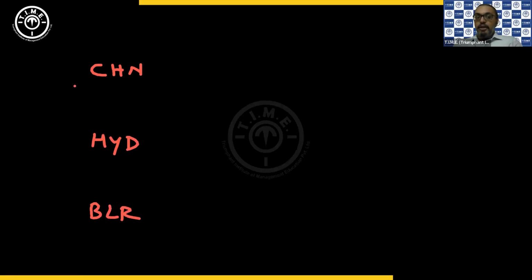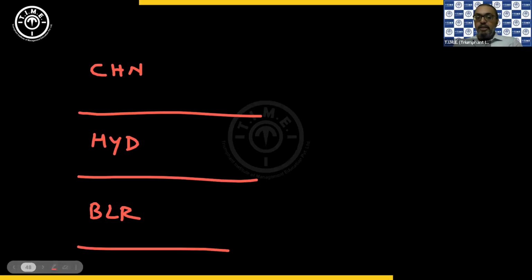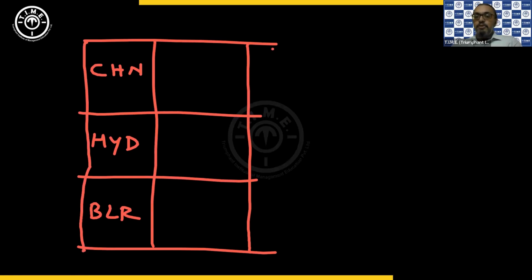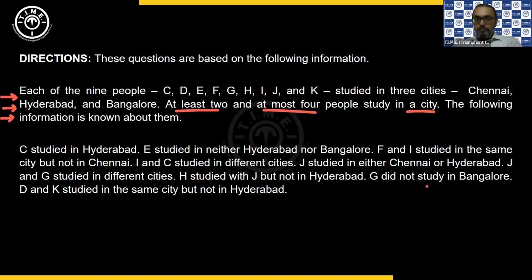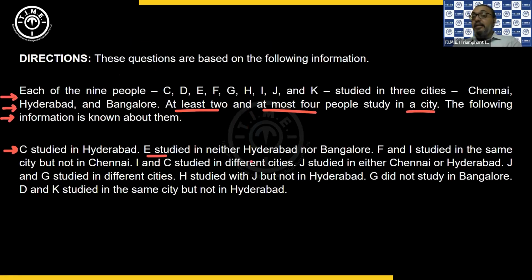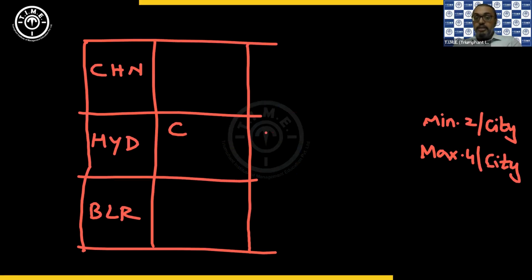Okay. So I need to know how many are in which city. Okay, but we clearly know that it is minimum 2 per city and maximum 4 per city. That's the limit we have. Okay. Now the following information is known. Let's see. C studies in Hyderabad. So that's a direct condition. Okay, we fix that. E studied in neither Hyderabad nor Bangalore. Okay, so E is not in Hyderabad, not in Bangalore. So the only other city is Chennai. You fix C there, E there.